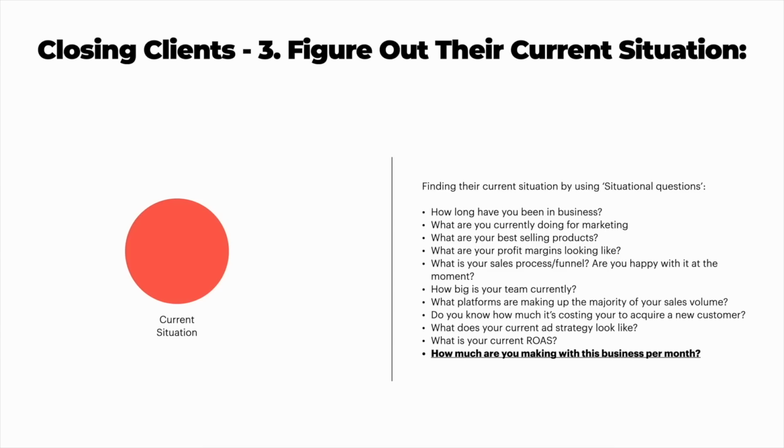Then what you're going to do is jump into step 3 of the actual sales script, which is figuring out their current situation. So their current situation is where they're at right now, as in what are they currently doing with their business, how is their business running, what sort of processes do they have in place.